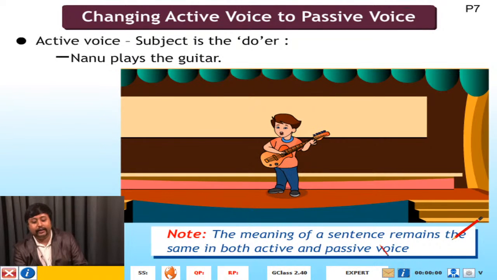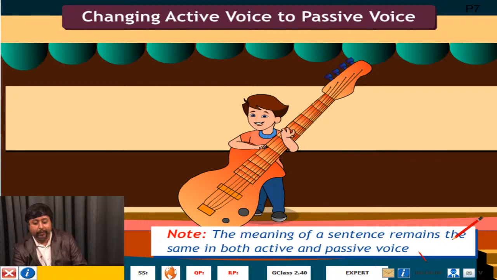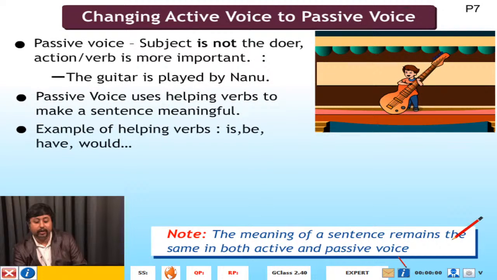Active voice says subject is the doer. Nanu plays the guitar, okay? So active voice, subject is the doer. Nanu plays the guitar, right? Now passive voice is what? Subject is not the doer, action verb is more important. Now guitar is played by Nanu. Guitar is played. Something is played, that is more important. Someone is playing something, instead of that, something is played, that is more important.